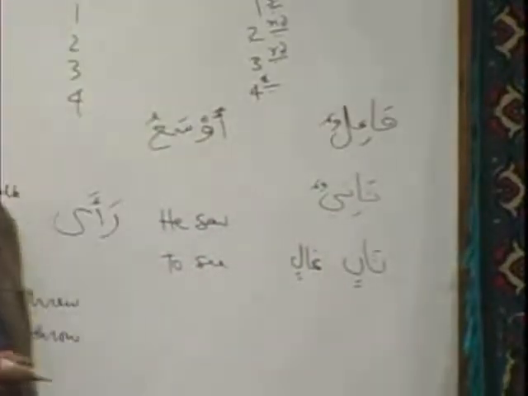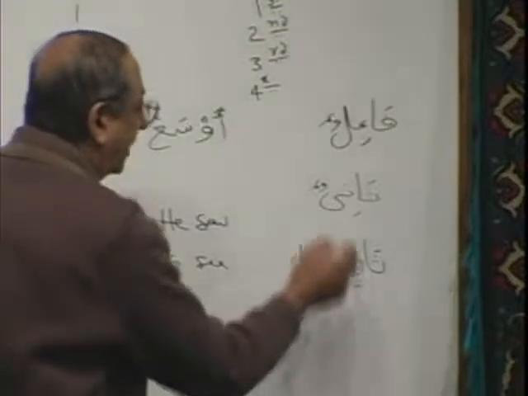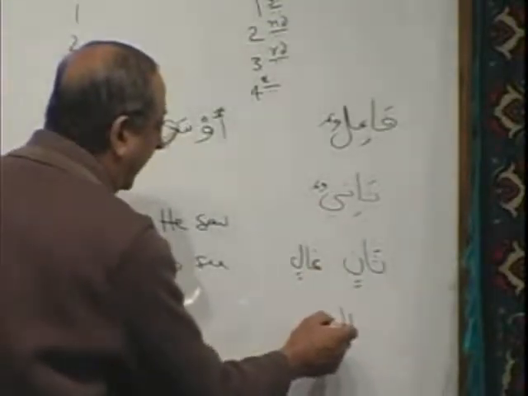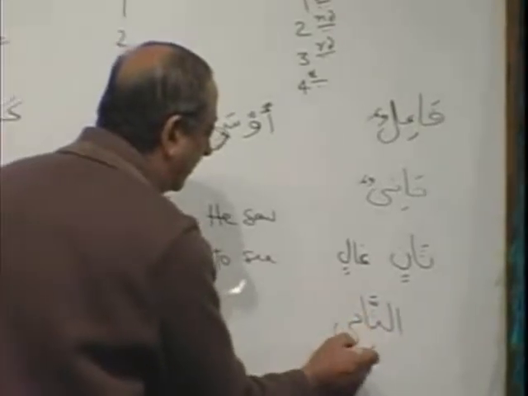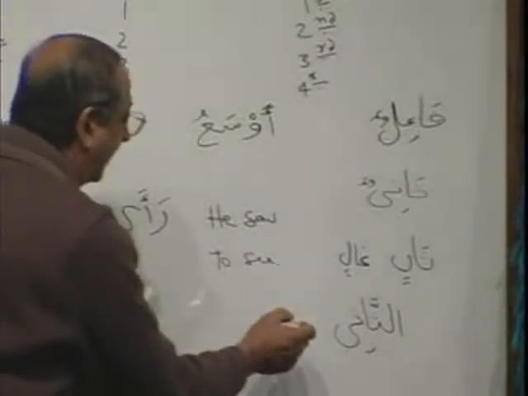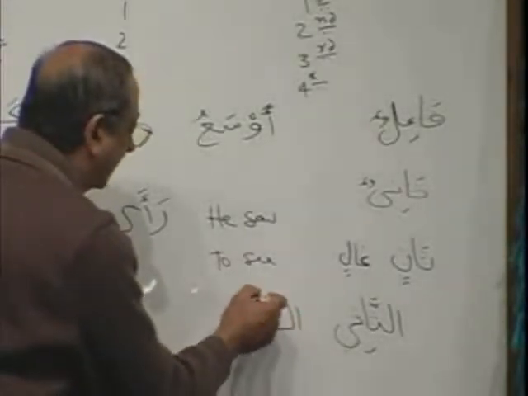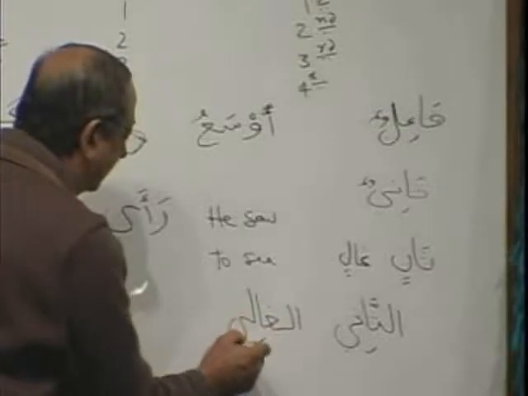Now, if you put Alif Lam in front of it, brother, then this Ya becomes visible. As-sani. Okay, what is it? As-sani. Put on Gali Alif Lam. Al-gali. You do not pronounce it Al-gali, but you say Al-gali.